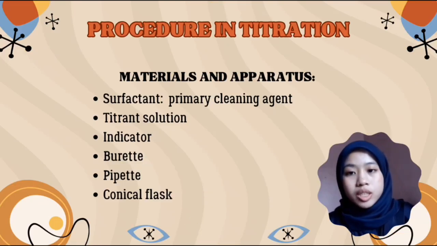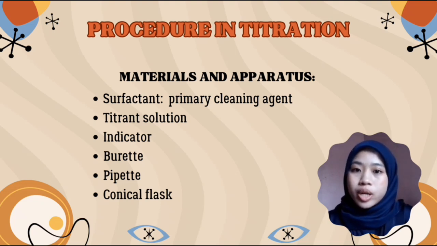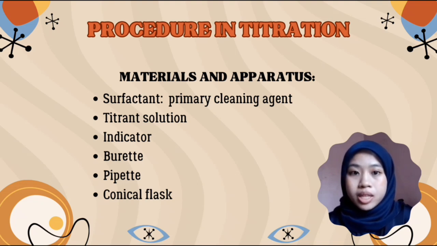Next, we will continue to talk about the procedure in the titration process. The first one, we need to determine the material and the apparatus needed for this experiment. The first one is surfactant, which is the primary cleaning agent, titrant solution, indicator, burette, pipette, and also conical flask.